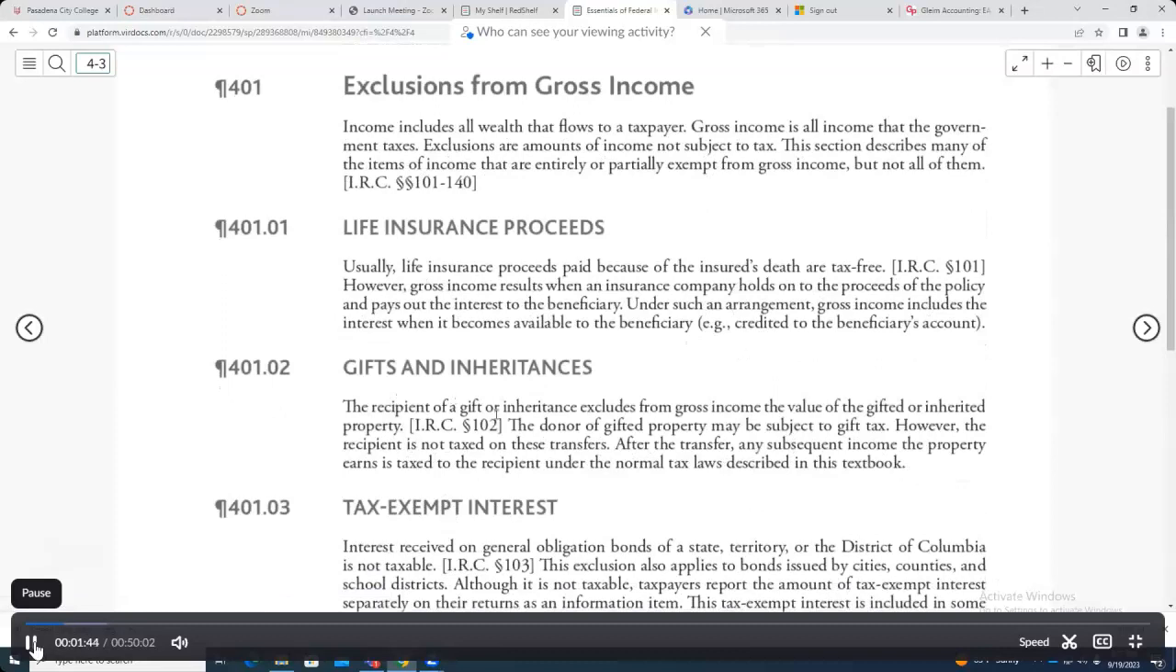Gifts. The recipient of gifts or inheritance excludes from gross income the value of the gift or inherited property. The donor of gifted property may be subject to gift tax. Okay? However, the recipient is not taxed on these transfers. After the transfer, any subsequent income the property earns is taxed to the recipient under the normal tax. So gifts are not taxable to the receiver.